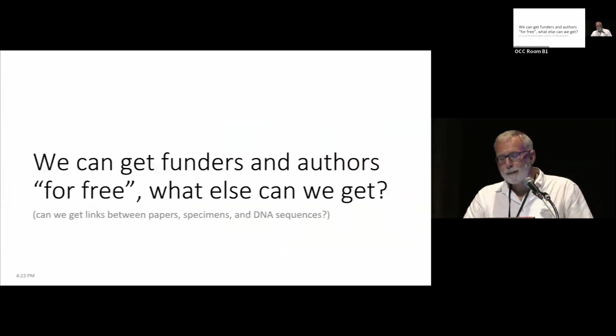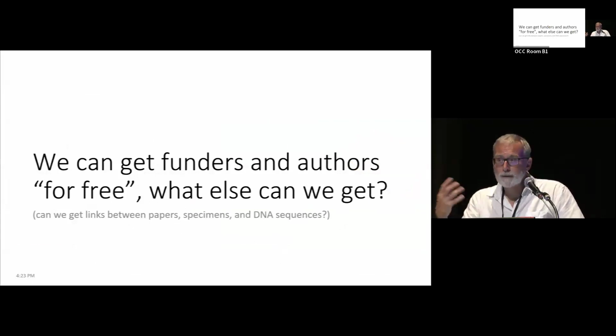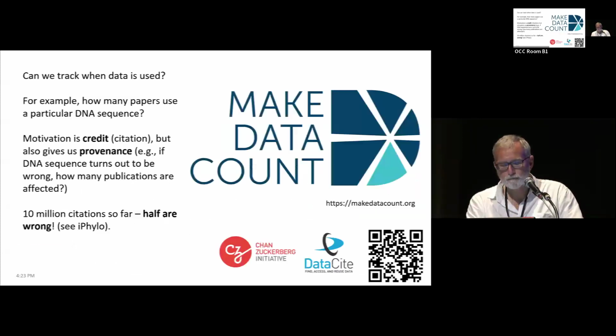Now, then it occurred to me, I got distracted, as I usually do. So we can get the funders and authors more or less for free from ORCID IDs and DOIs. What else can we get potentially for free to learn more about this network of people and publications?